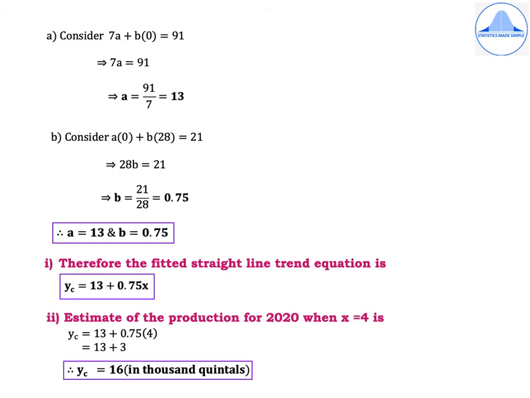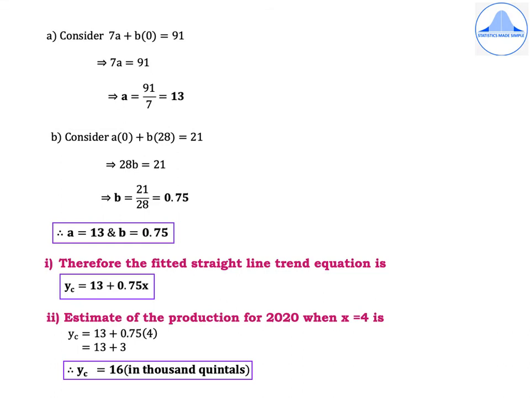And consider the second normal equation, that is a into 0 plus b into 28 is equal to 21, which implies 28b is equal to 21, or b is equal to 21 divided by 28, which is equal to 0.75. Therefore, we get a equal to 13 and b equal to 0.75. In the first subdivision, therefore, the fitted straight line trend equation is yc equal to 13 plus 0.75 into x.